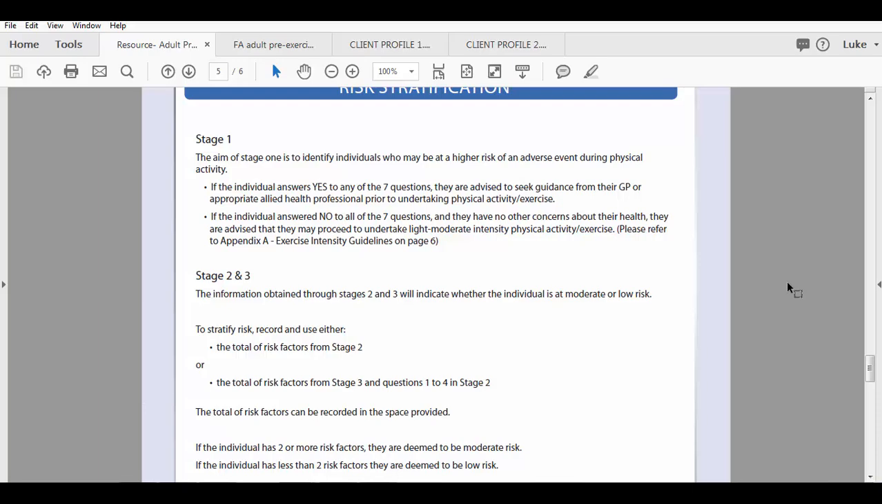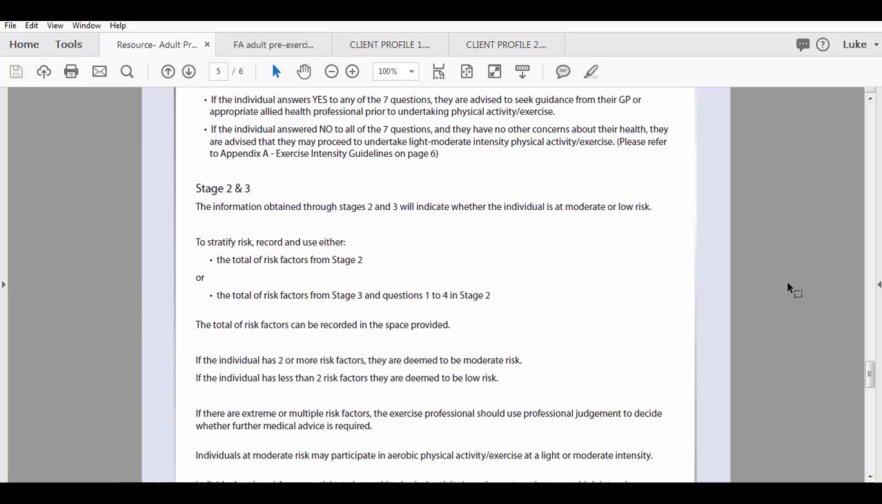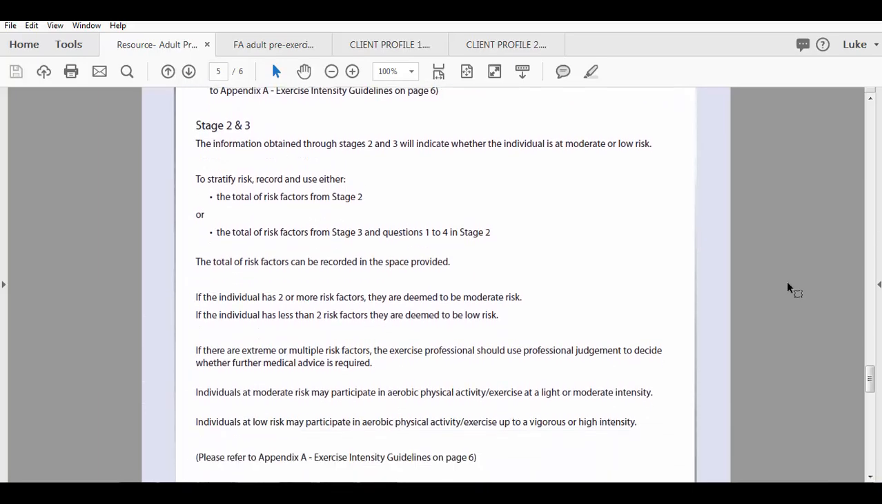Now if they're all no on questions 1 to 7 of stage 1, and you have no other concerns about their health, they are advised that they may proceed to undertake light to moderate intensity physical activity exercise. Now we'll look at what that means in a second also. Now if we look at stages 2 and 3, you can classify a risk based on a score in stages 2 and 3. This will indicate whether the individual is at moderate or low risk.